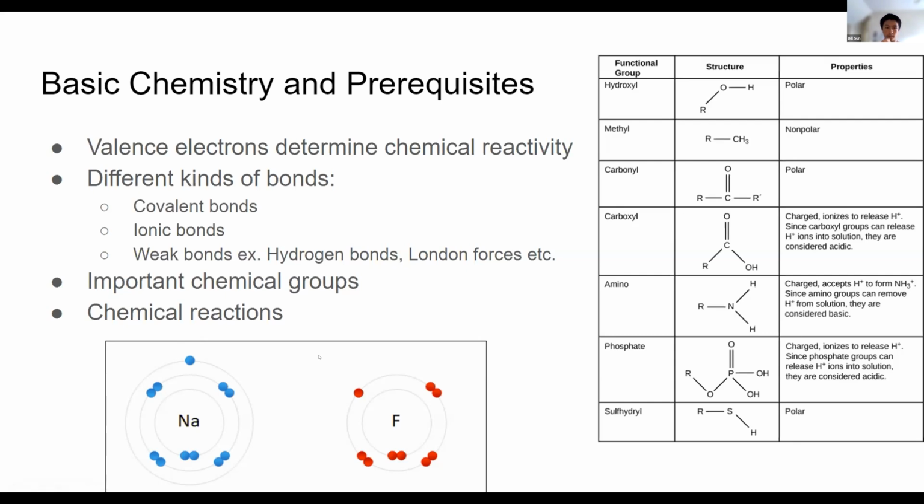So these ionic bonds are commonly found in proteins and some other organic molecules, and they're important to bond chemistry.